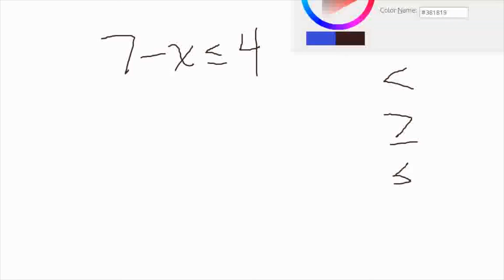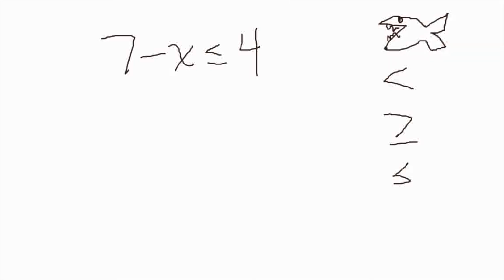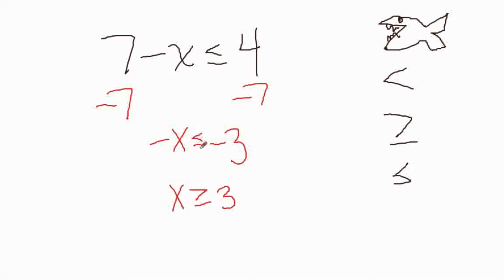Let's solve this one, and that will be the end of this video. How about if we subtract 7 from both sides? So we get minus x is less than or equal to -3. Now we don't like the minus in front of the x, so we're going to multiply both sides by -1. When I do that, I'm going to remember to flip the direction of the inequality, and that gives that much nicer, simpler inequality.